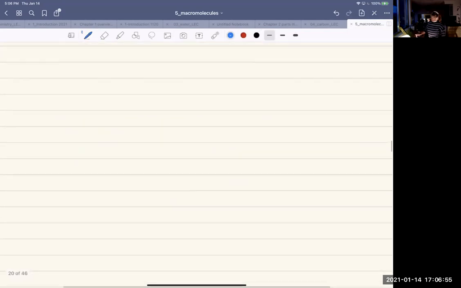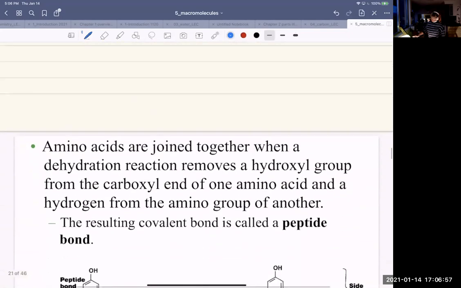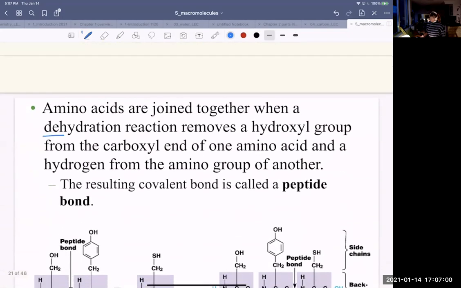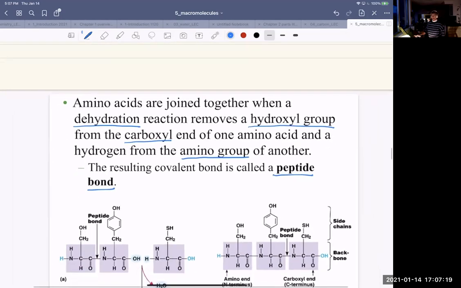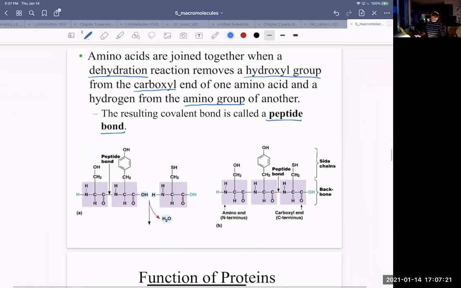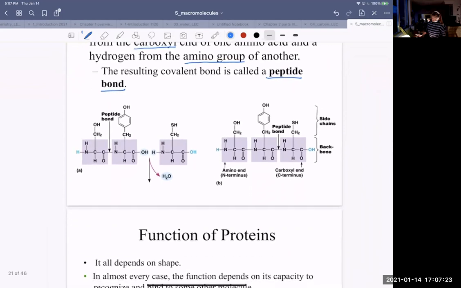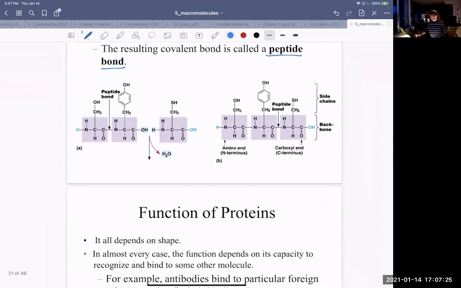So the amino acids are joined together when a dehydration reaction, it's always a dehydration reaction that joins everything together, removes a hydroxyl group from the carboxyl end of one amino acid and a hydrogen from the amino group of another. And the bond, remember the name of this bond, is peptide. It's a peptide bond. With sugars, it's a glycosidic linkage. With amino acids, it's a peptide bond.